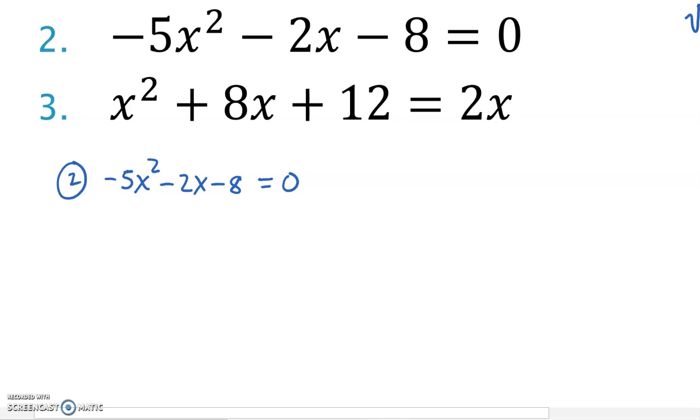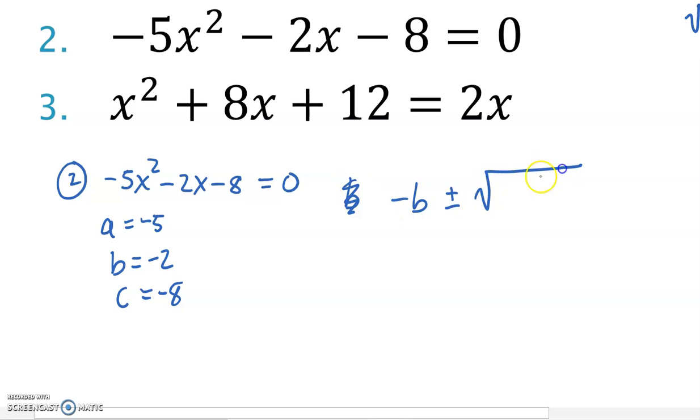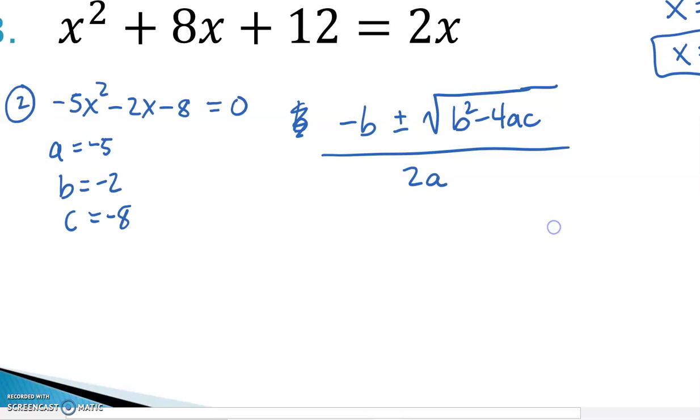This one looks like it's pretty tough. I don't think it's going to be factorable. Maybe it is, maybe it isn't, but I don't think that it is. So I'm just going to plug this right into the quadratic formula and see what our solutions are. Our a term is -5, b term is -2, c term is -8. Our quadratic formula is -b plus or minus the square root of b squared minus 4 times a times c all over 2a. And we're just going to plug these values in.